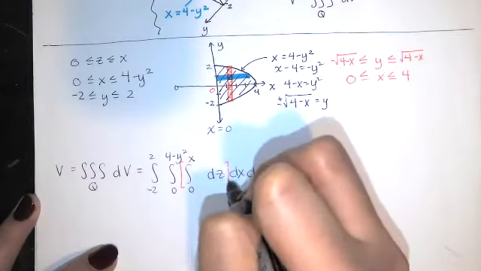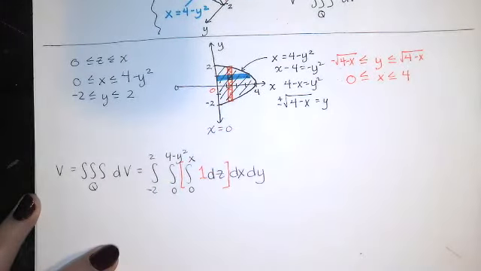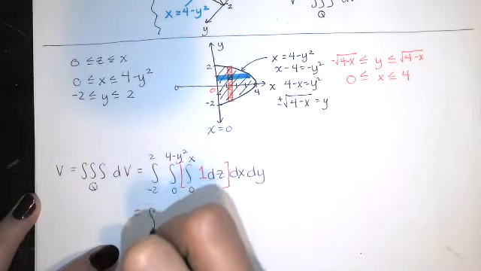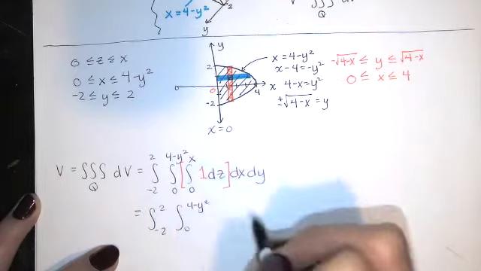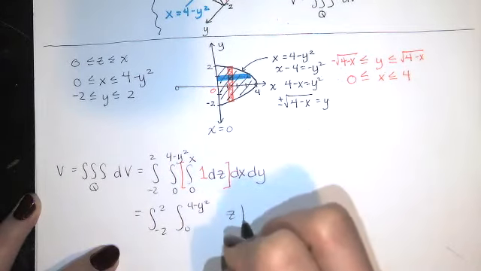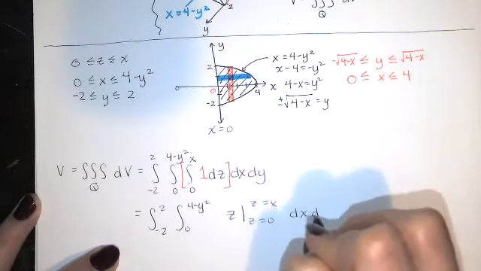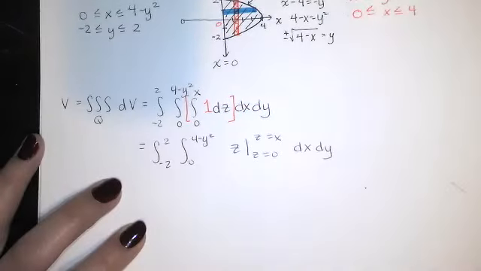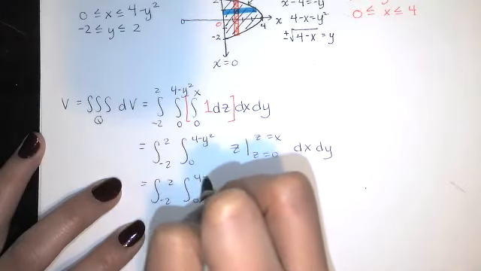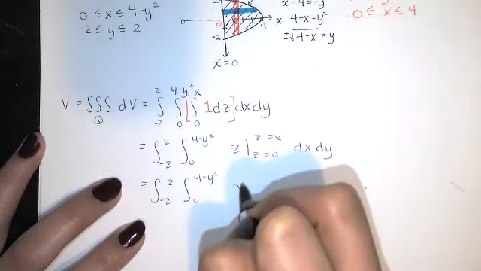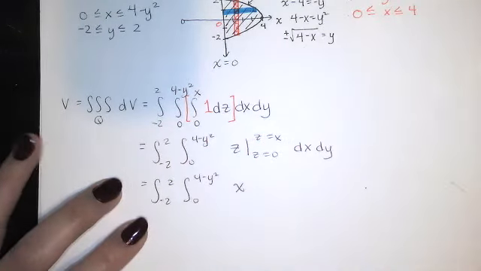And then you remember how this works. We start in the innermost integral and we work our way out. I've got a 1 dz there. So we're just taking the antiderivative of 1 with respect to z, which is just z, and we evaluate from z equals 0 to z equals x and subtract. At z equals x, we get x. So we're going to end up with x minus 0, which is just x.